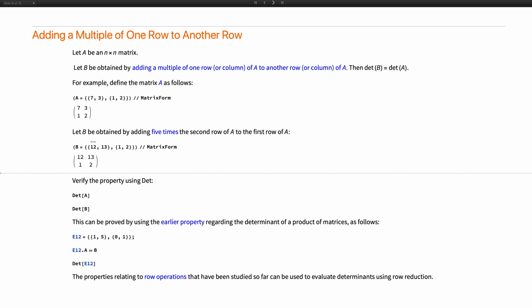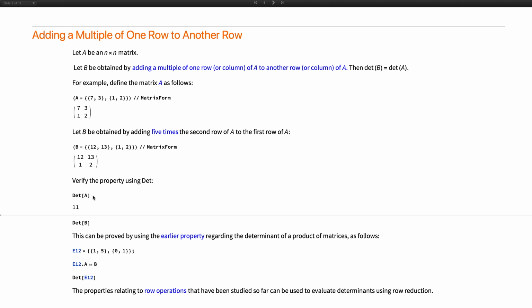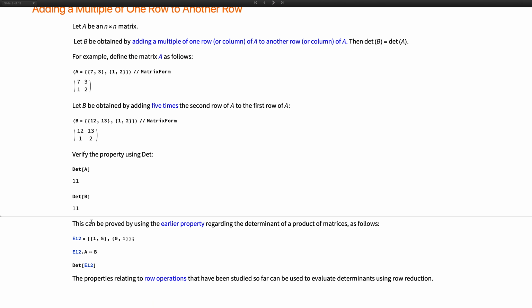Let's see what's happened over here. So the 12 over here is 7 plus 5. And 13 over here is 3 plus 10. So now if you work out determinant of A and determinant B, they are exactly the same.